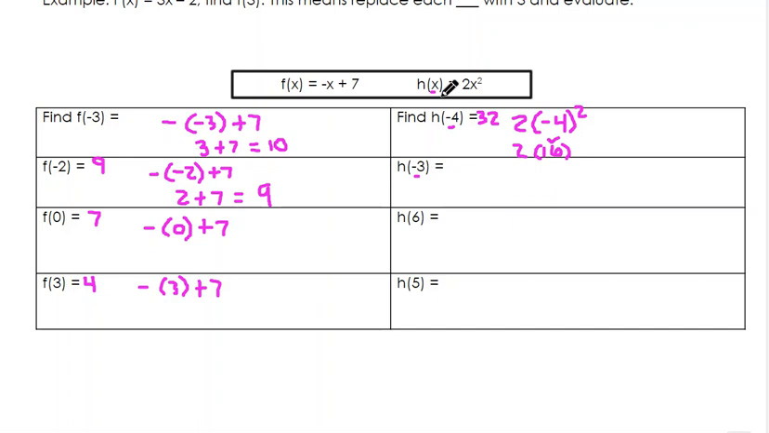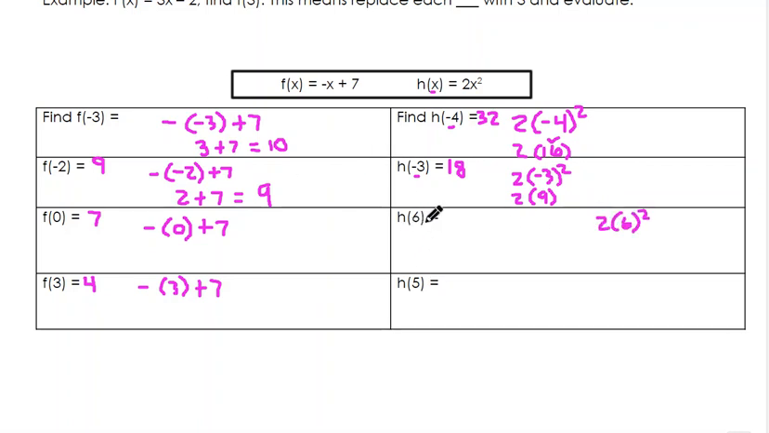Let's try this one. So they replaced that x with negative 3. So I'm going to plug in negative 3 in for x. All right, negative 3 squared is 9, because negative times a negative is a positive. 2 times 9 is 18. Okay? All right, pause the video, see if you can do these two. Unpause it when you're done, see how you did.